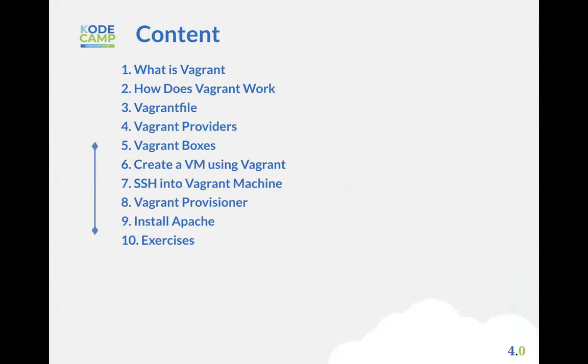Okay, so we'll be going today through what Vagrant is, how it works, what a Vagrant file is, the different types of providers that Vagrant supports, and the different boxes that we have. We'll see how we can create a virtual machine using Vagrant, and how we can access that virtual machine to run various commands. We have various Vagrant provisioners that we can use for configurations and installations, so we'll take a look at that too. Then we'll learn how to install an application on the machine using a provisioner. And then we'll give ourselves some exercises that we can work on later.